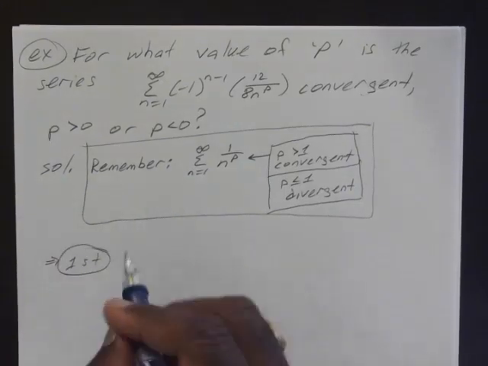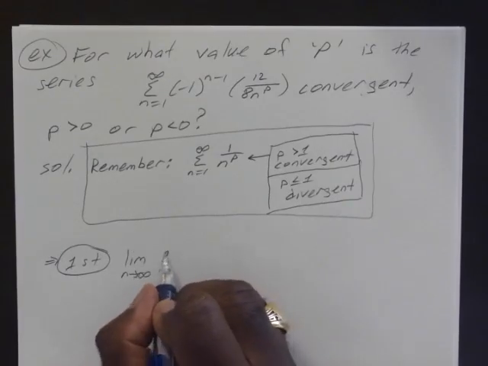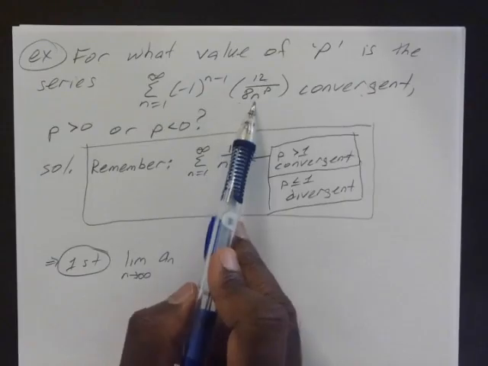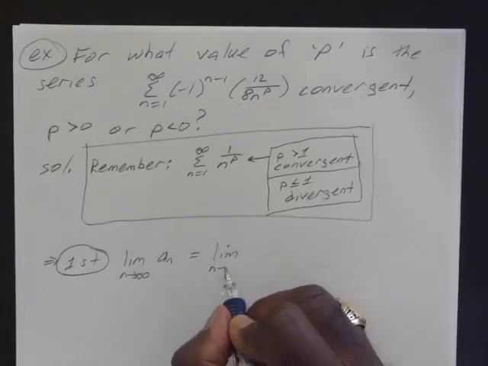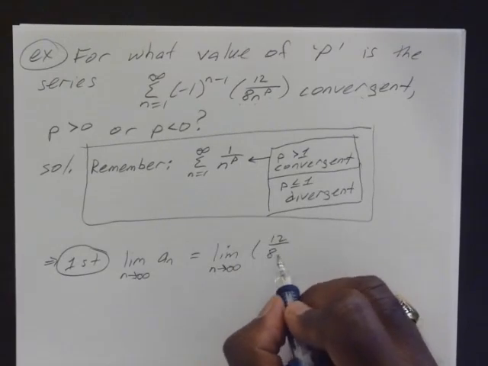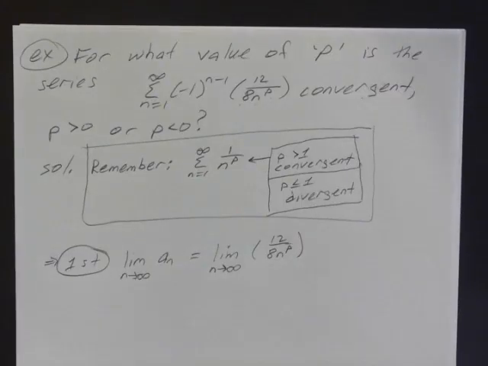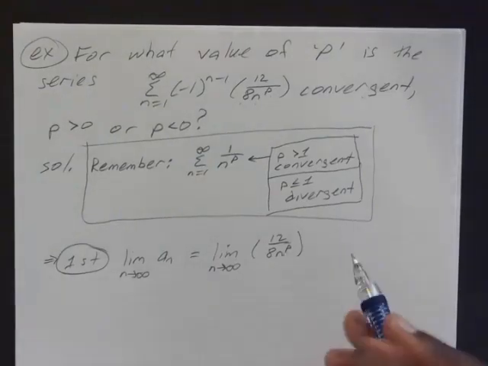Okay, so by the first condition, the limit as n approaches infinity of a sub n, where our a sub n is 12 divided by 8n to the power of P. So that's the limit as n approaches infinity of 12 divided by 8 times n to the power of P. Okay, so we can see that this will only meet the condition if P is greater than 0. We're basically approaching infinity.